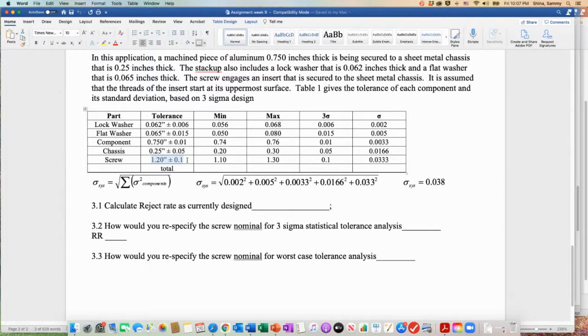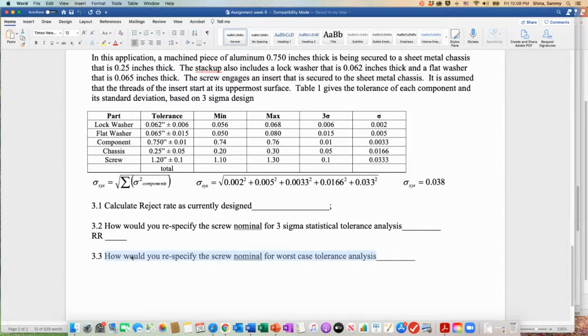So if you have sigma of the system, 3 sigma statistical tolerance analysis is very easy to find out. And then you find out the reject rate, which would be very easy because that's a reject rate of 3 sigma. Now, if you did worst case analysis, how would you re-specify the screw nominal? So as I said earlier, you re-specify the screw nominal by dealing with mins and max. That's the worst case. So worst case deals with mins and max.